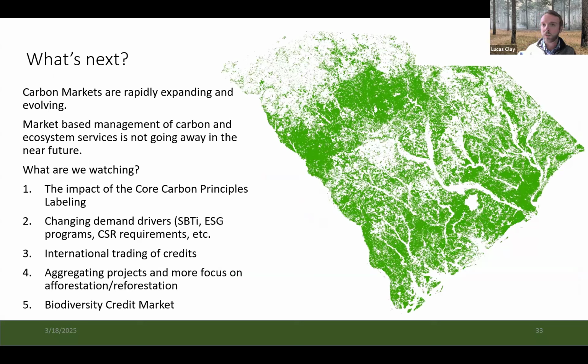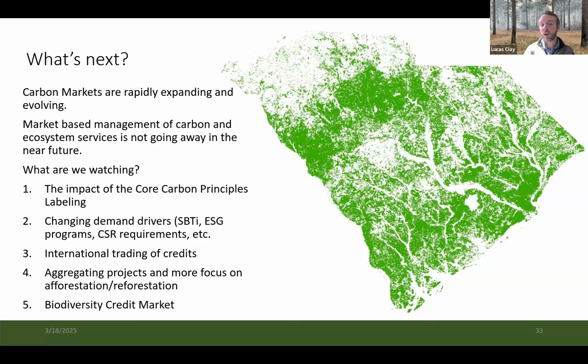So what are we watching to see where this market goes? Well, a couple things. One is the impact of the Core Carbon Principles labeling. I mentioned that a little bit earlier in the question, where we talk about this international body who's identifying the standards that are actually creating real climate benefits. As the various protocols are labeled, this is going to help both buyers and sellers identify which protocols are the best and will garner the most revenue going forward.